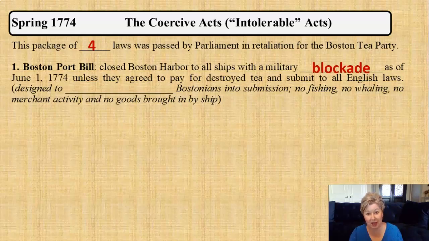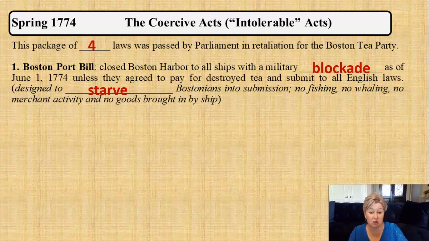A military blockade was placed around the city, and I'm going to show you a map of the city in a moment so you get a view of how this totally and absolutely cut them off from all commerce. So as of June 1st, 1774, they would be closed unless they agreed to pay for the destroyed tea and submit to all English laws. Well, they weren't going to do that. That was the point, is that they were still arguing against these violations of their English liberties.